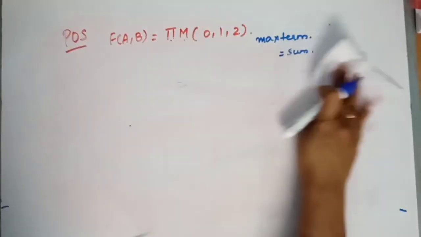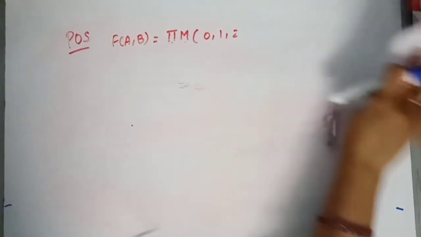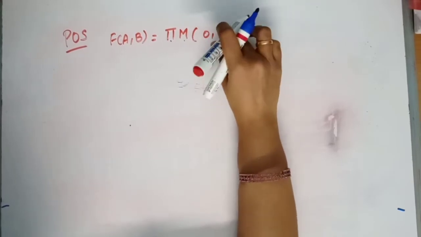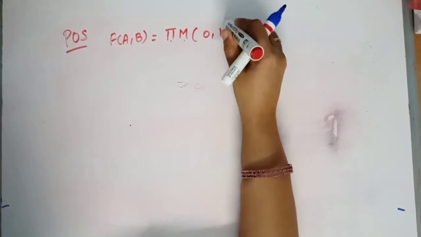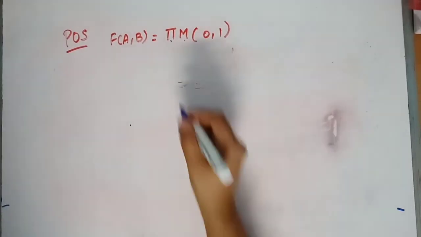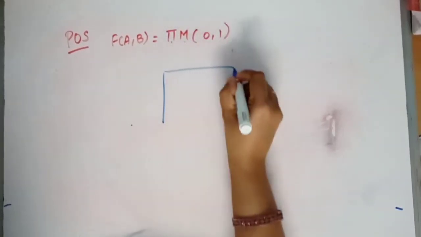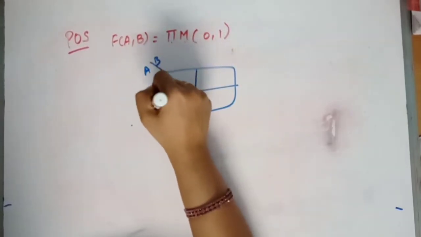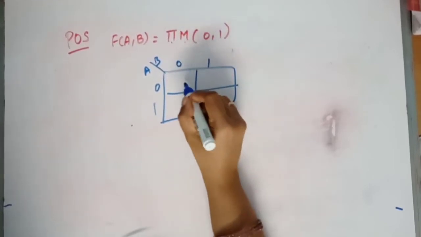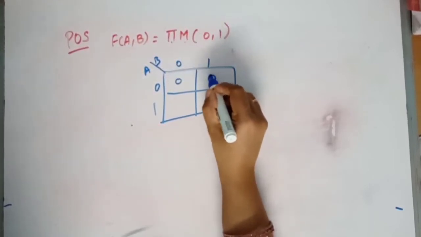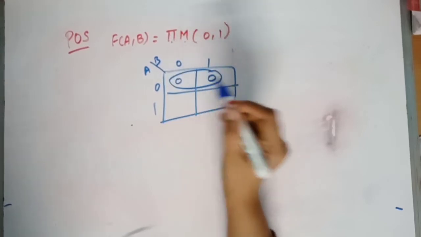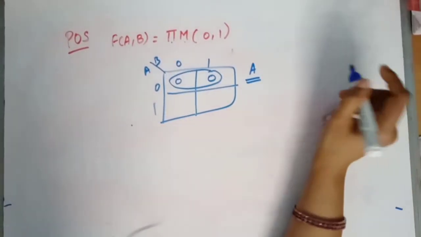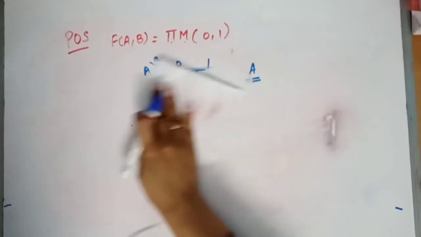Similarly, suppose it is 0, 1. So 0, 1 means, so 0, 1. You'll group it like this. So it is A, not A bar.